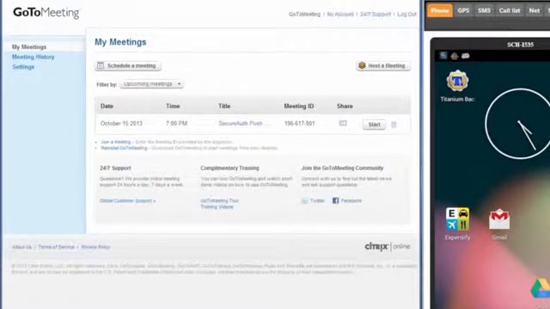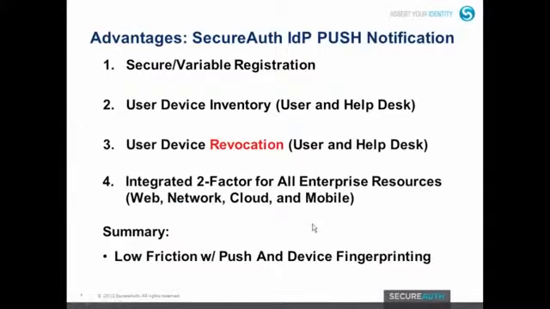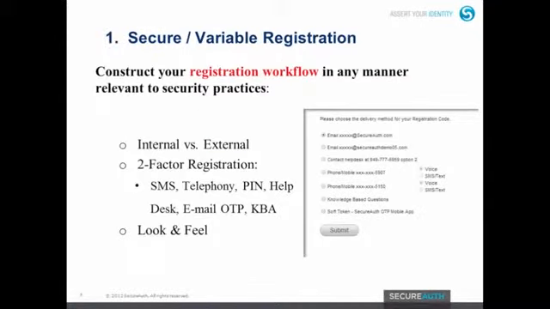Fantastic. So why don't we summarize this for our audience, okay? So the advantages, itemized first, are secure variable registration, user device inventory, seeing which devices you have push notification on, revoking the authentication, and then integrating it into the SSO, all done in a low friction manner. So the secure variable registration, that's, as Chris showed in this first screen, one of the options. Maybe some of the users can't get push on their phones, or maybe some can. You have the option to use which one with our product.